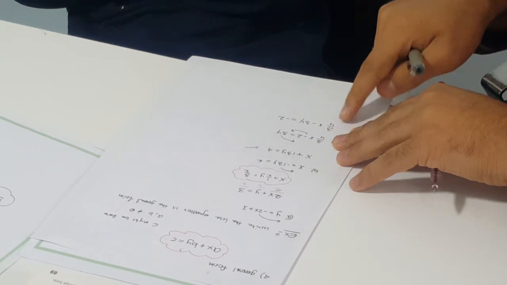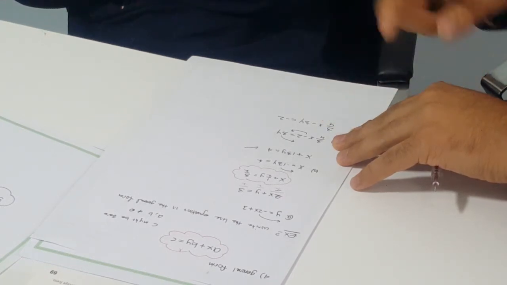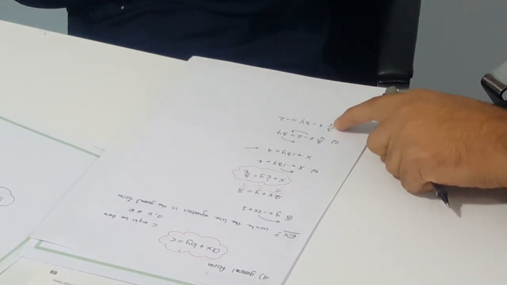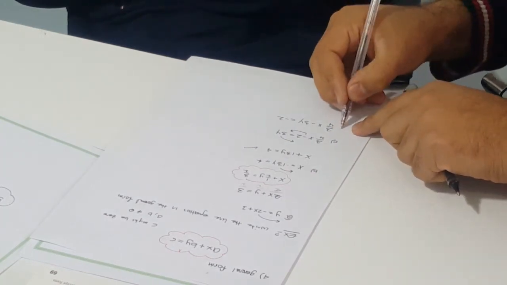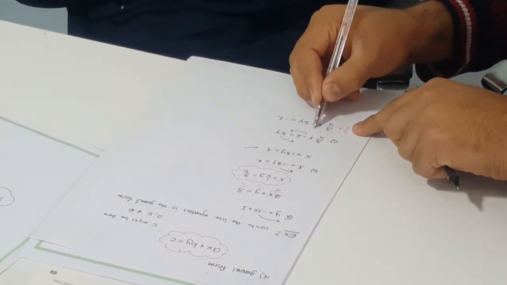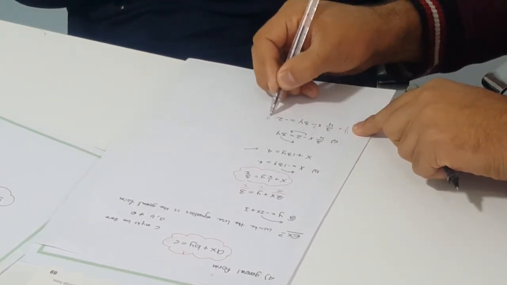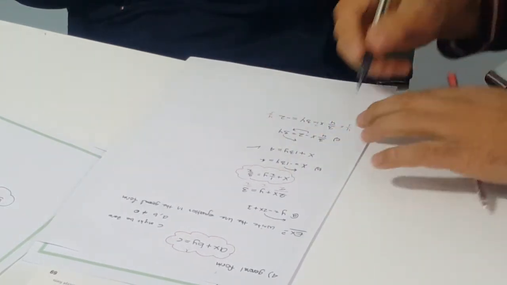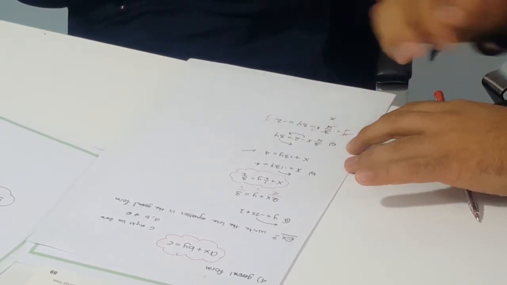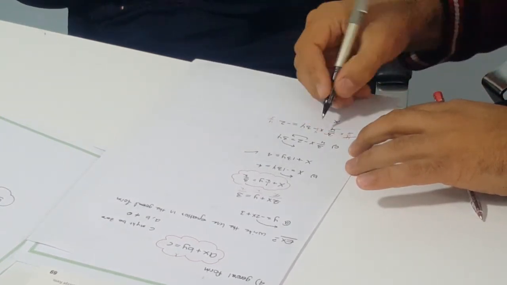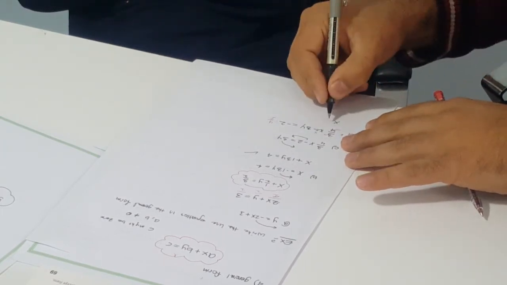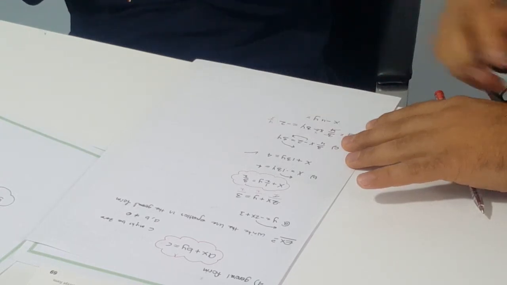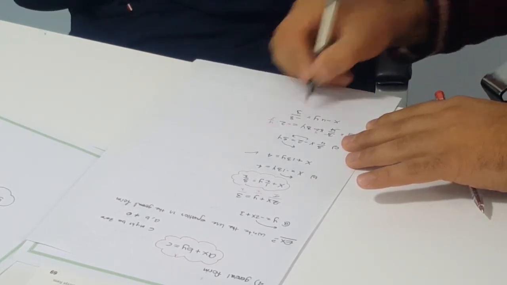Now we have 3 over 4 x. So we have to multiply by the inverse of this one, 3 over 4, it means 4 over 3. We have to multiply all terms by 4 over 3. So cancel, and it becomes x, minus 4y, equal to 2 times 4 over 3, which is 8 over 3.